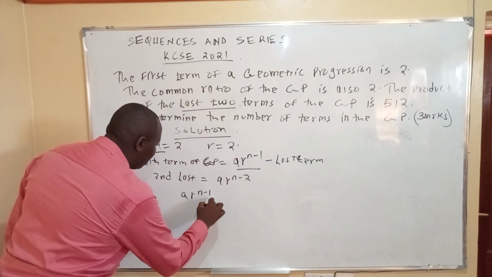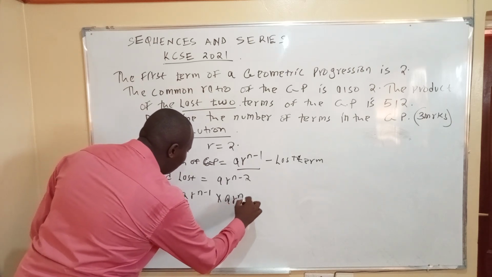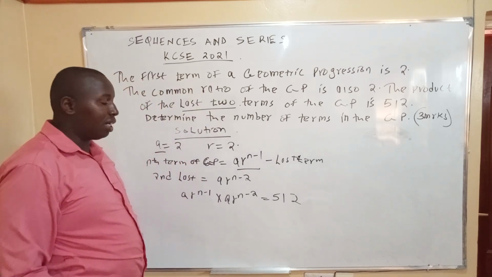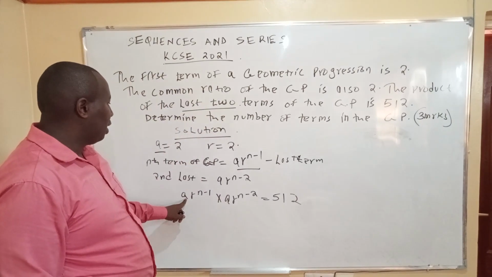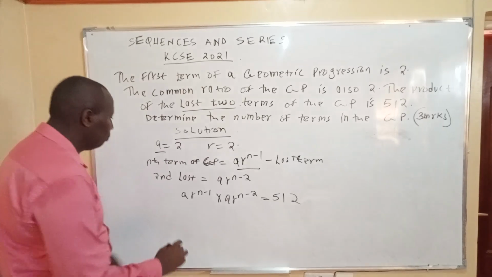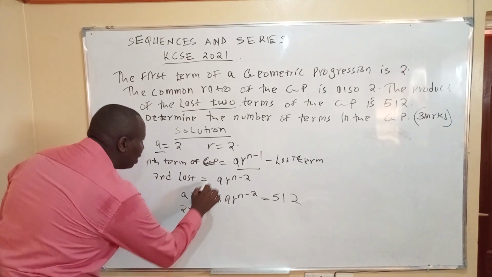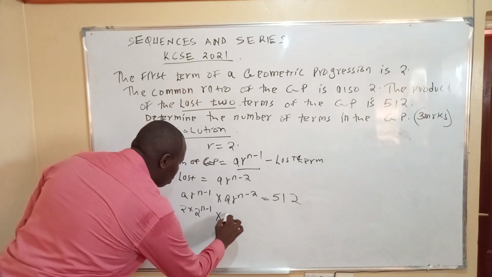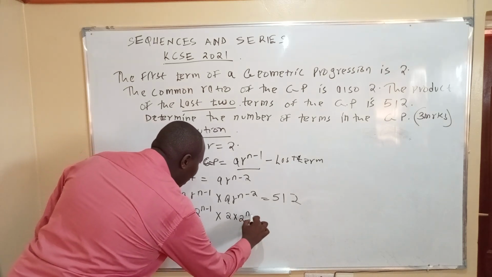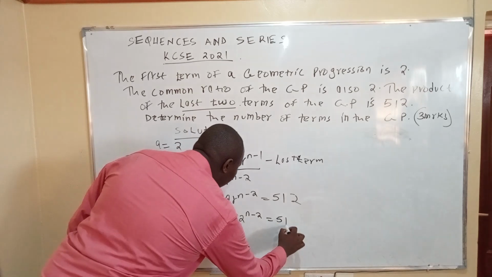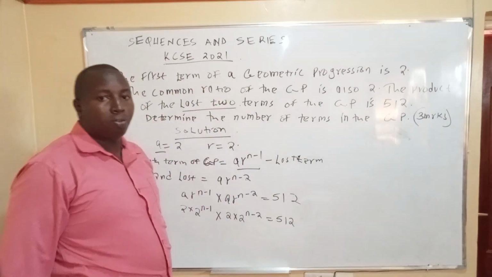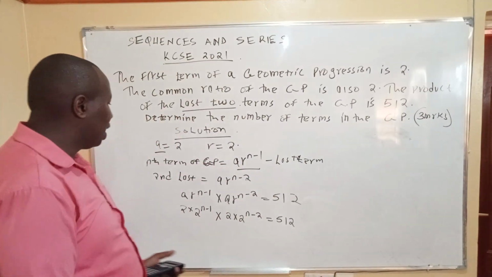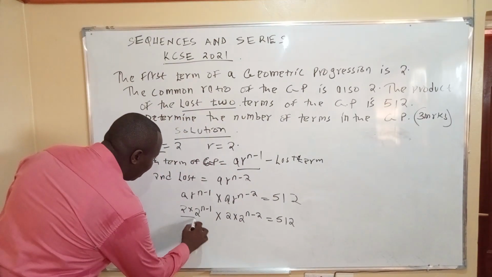A R to power n minus 1 times A R to power n minus 2 is equal to 512. Our A is the first term, which is 2, and R is 2. So we have 2 times 2 to the power n minus 1, times 2 times 2 to the power n minus 2, equals 512.